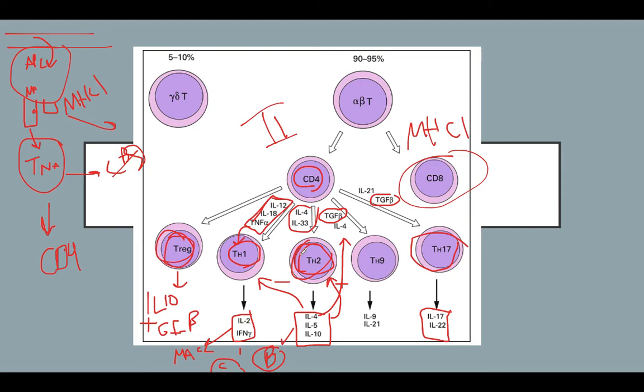IgE is important for allergic and parasite immunity. Th17, interestingly, is important for fungal infection and for inflammation. And for the CD8, it's important for antiviral and tumor surveillance. It's also important for some bacterial infection. And this is all about the population of T cell.